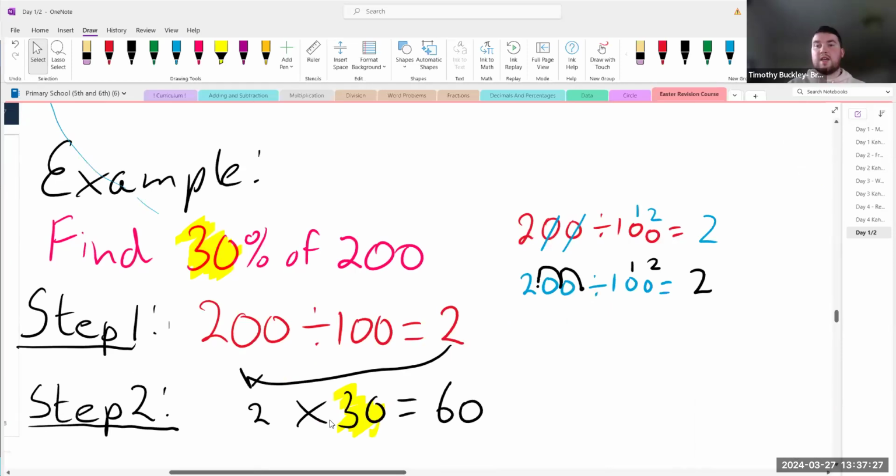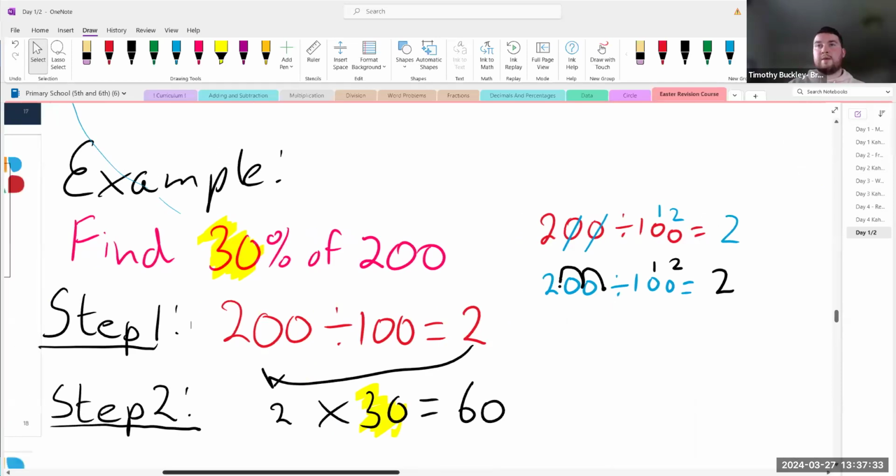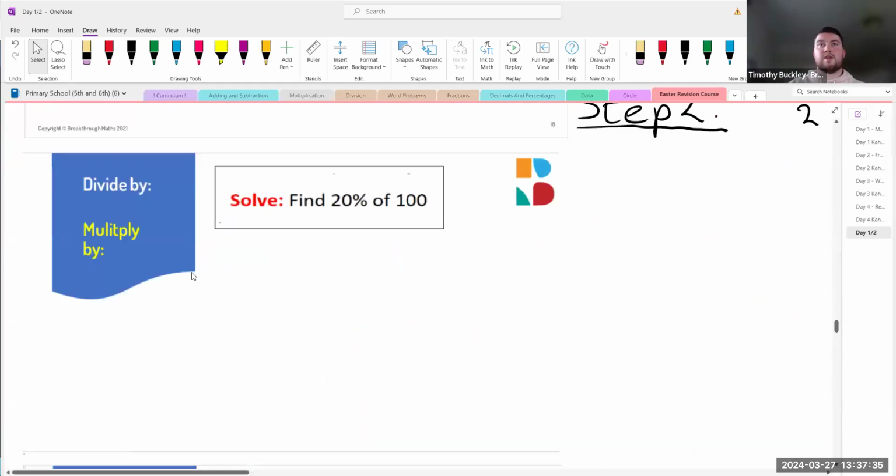So it's the same thing. It's just I'm doing it in 2 separate steps. But if you make it into a fraction, you're doing it in 1 step. But it's very similar. So back to our method. You're going to divide by 100. You're always dividing by 100. And then you're going to multiply by 20 because they're looking for 20%.